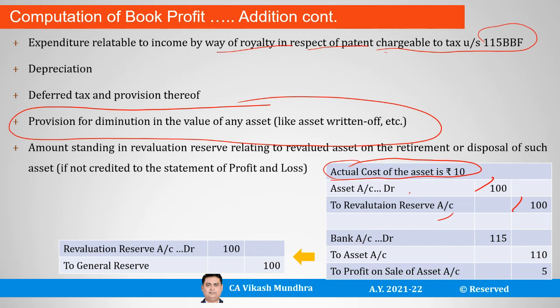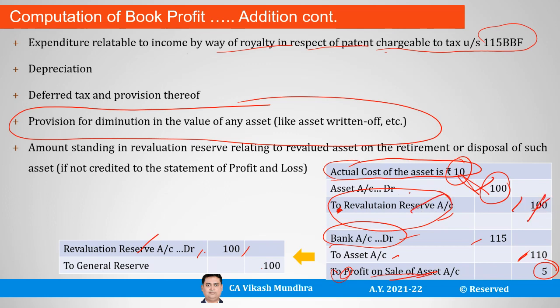I sold that asset after revaluation for rupees 150. So I got money in my bank account. So I debited bank account by 150. I credited asset account. Now it is 100 plus 10, total comes to 110. To profit on sale of assets account, 5. This profit on sale of assets account, that is 5, was transferred to my PL account. And I transferred this revaluation reserve since it is now not required. Since it is materialized, it is converted into actual profit. Hence, I transfer this profit to general reserve. Revaluation account debit 100 to general reserve. In this way, this debit and this credit are adjusted. Now my profit is in general reserve.